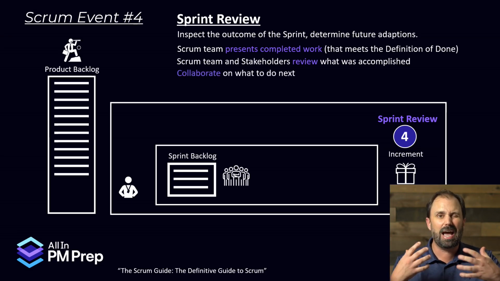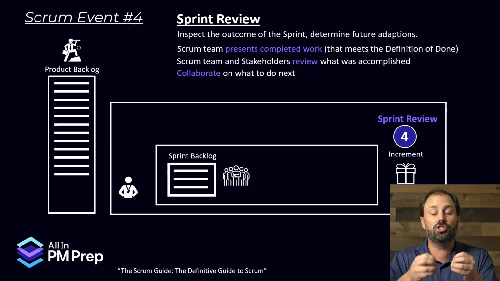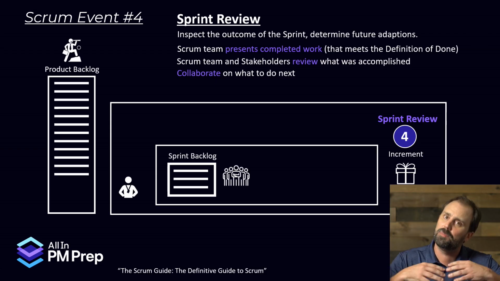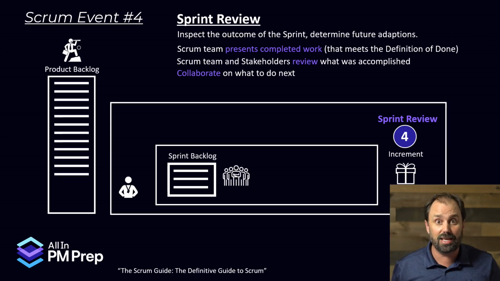And then they start collaborating on what they should do next, given that they know what they just accomplished. Because if you think about it, sometimes when you get work done, it becomes a lot clearer on the next natural step. So that's what they determine in the sprint review, okay?